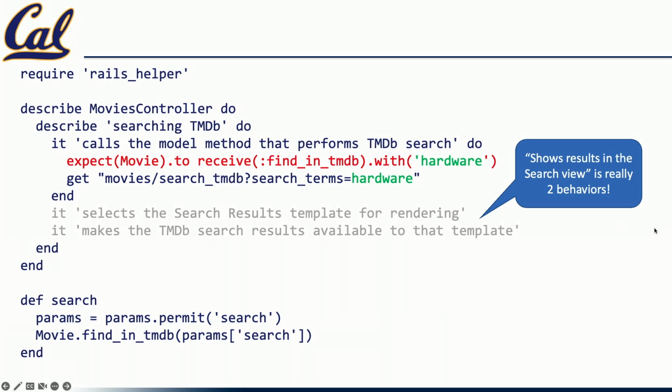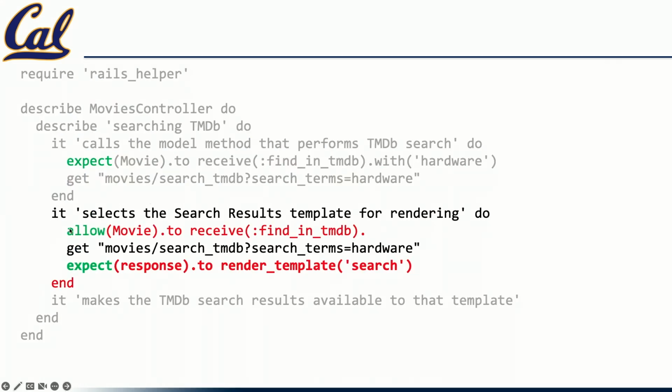Before we address that, let's do the simple one first. We already know that we expected the movie class to receive find in TMDB. Now, if the behavior we're checking is that the controller selects the correct view for rendering after the fact, once again we're going to say allow movie to receive find in TMDB. So what's going on here? Remember in our controller code, the controller is going to try to call movie find in TMDB, and then presumably it's going to fall off the end of the controller action.